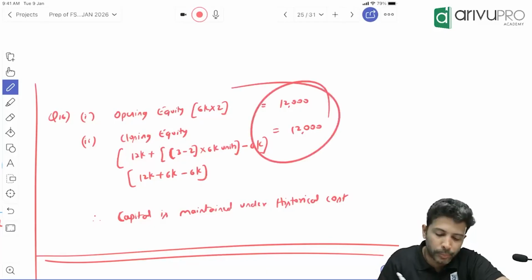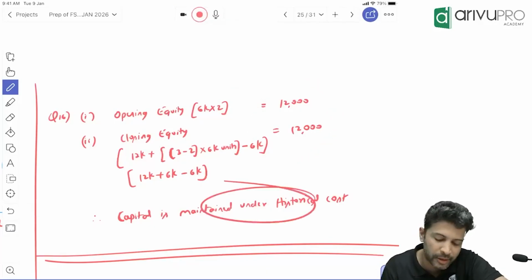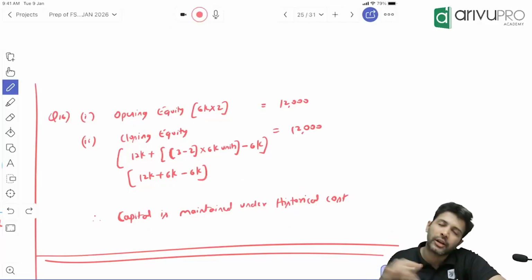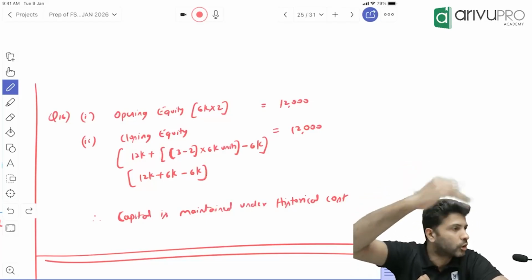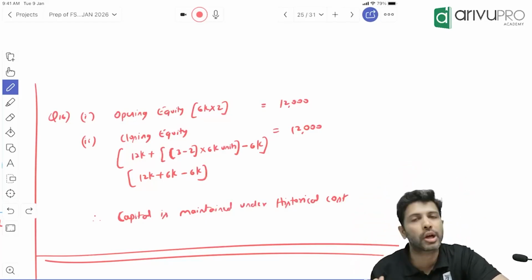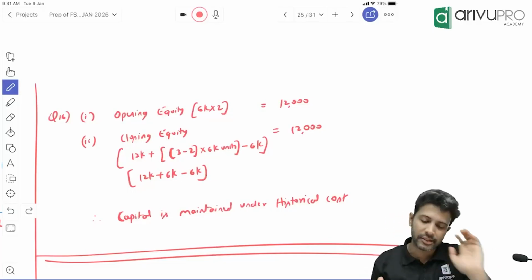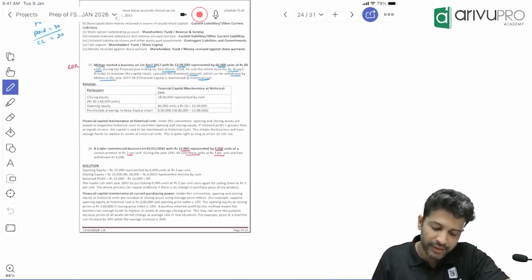As long as the opening equity and closing equity are same, we say capital has been maintained under historical cost model. Historical cost means that only. Maintain your closing balance of capital same as opening balance. Every year you keep doing the same thing. That's what financial capital maintained under historical method says. Now let's go to question number 17.